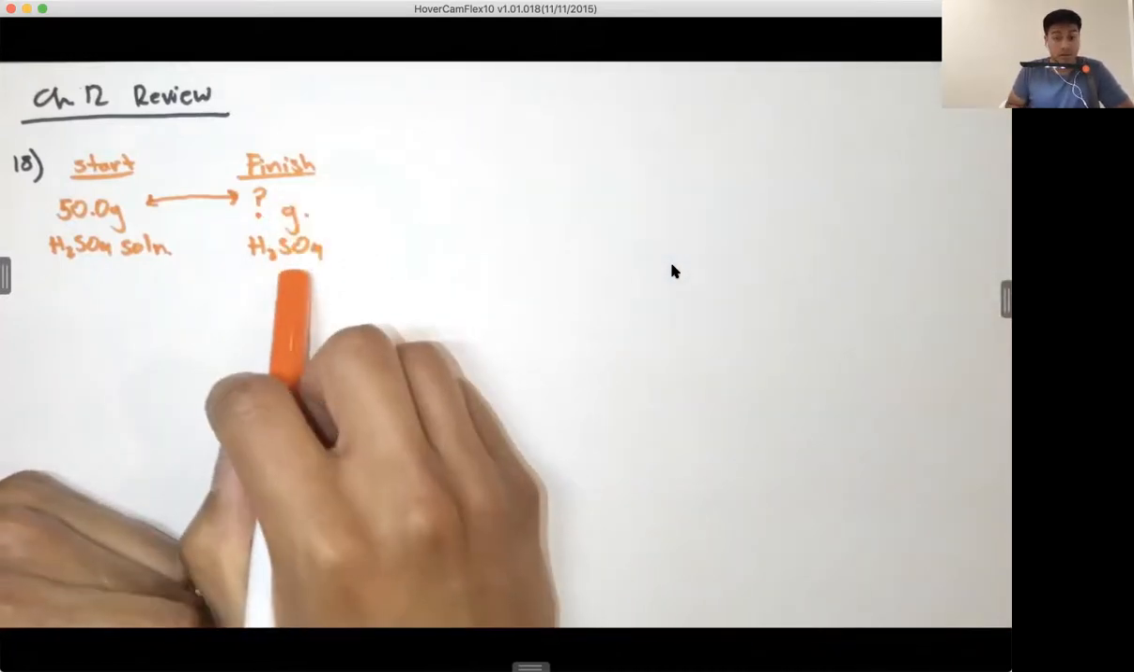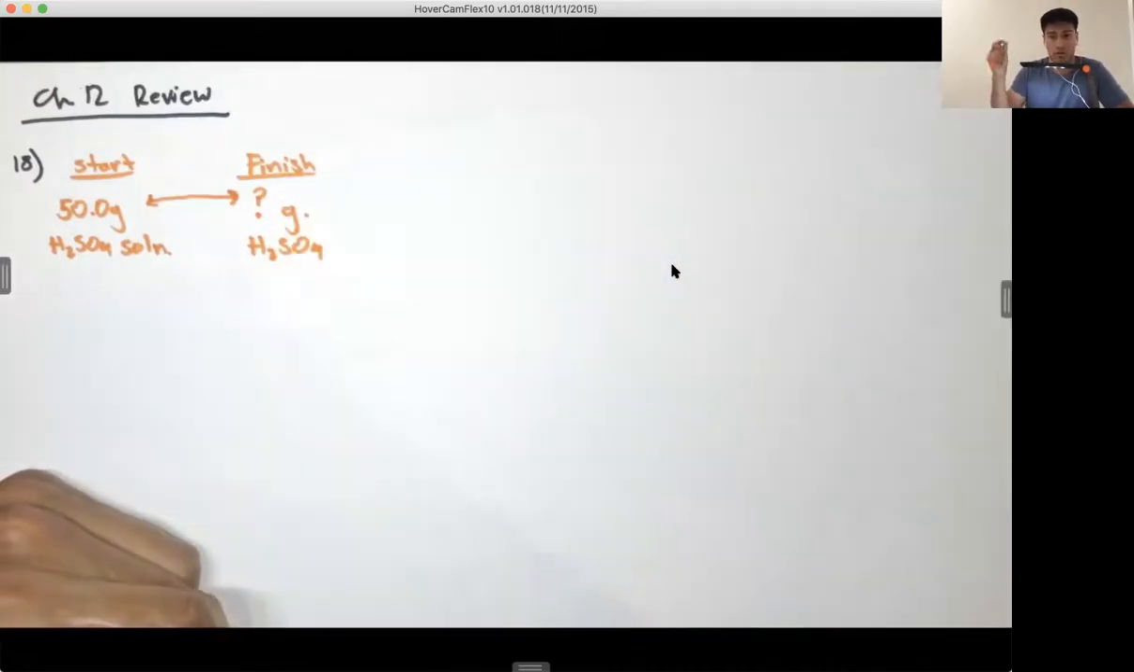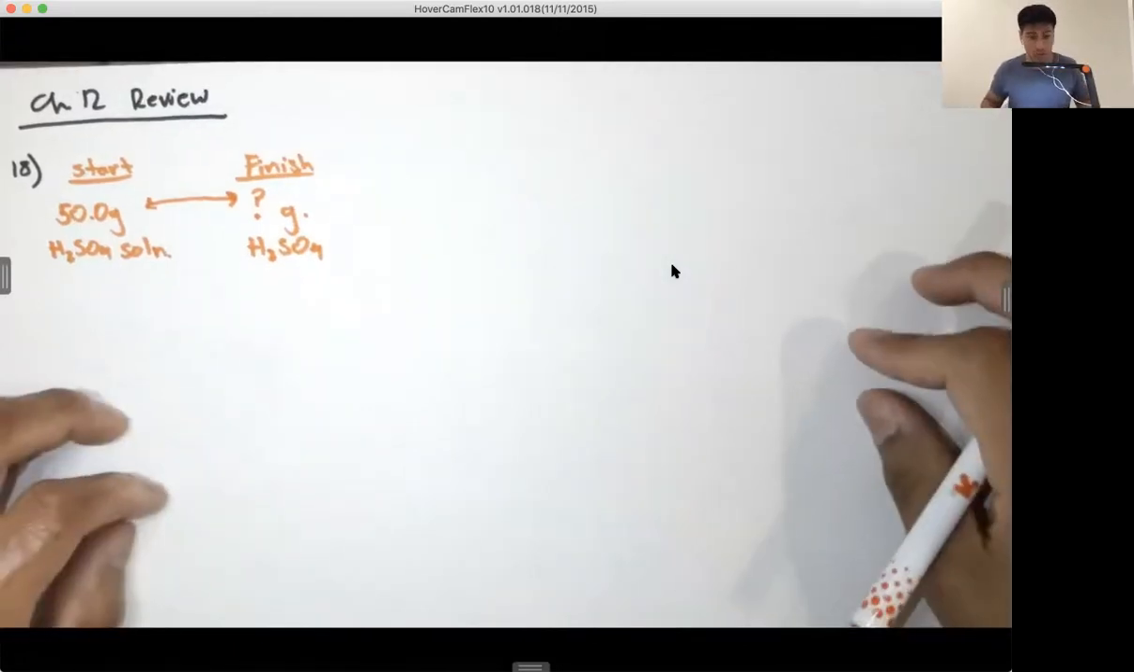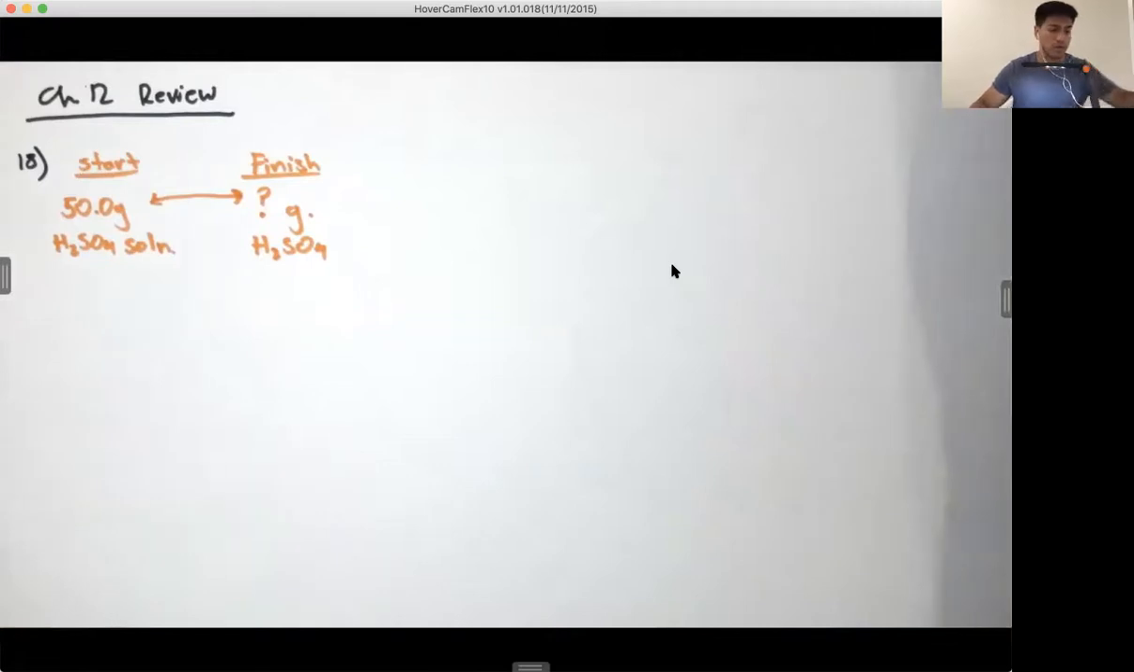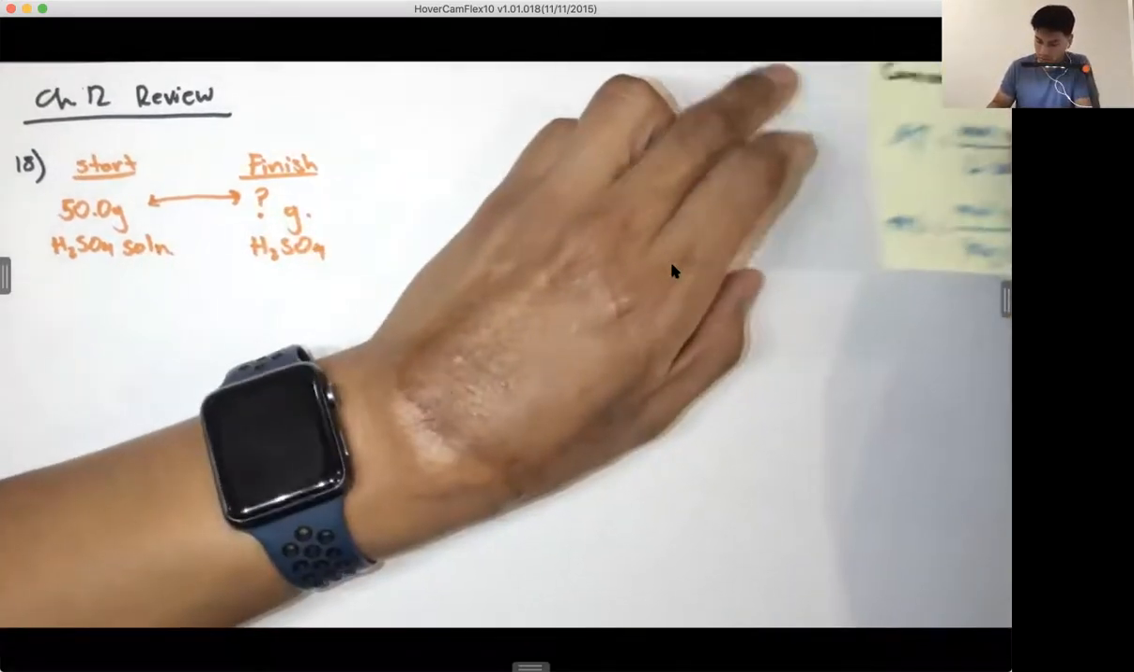How many grams of H2SO4, the solute, so just the thing that's dissolved in the liquid, okay? So to go ahead and do this, we're gonna have to use a couple of different things. The first thing we're gonna need to know is molarity, always, okay?